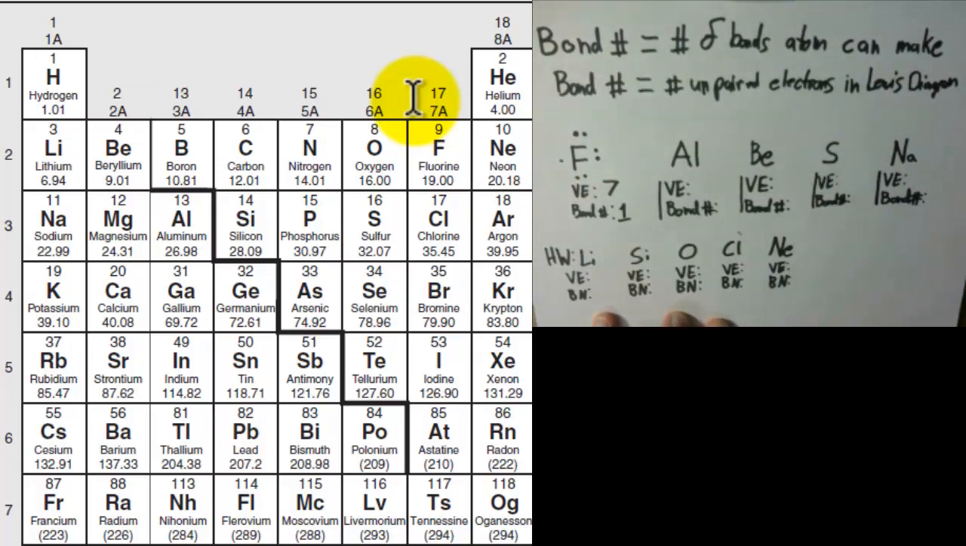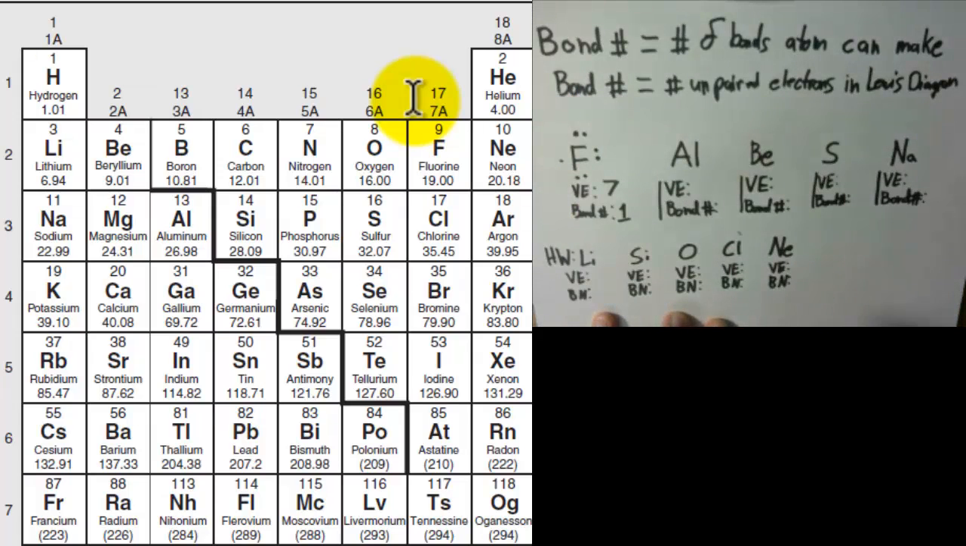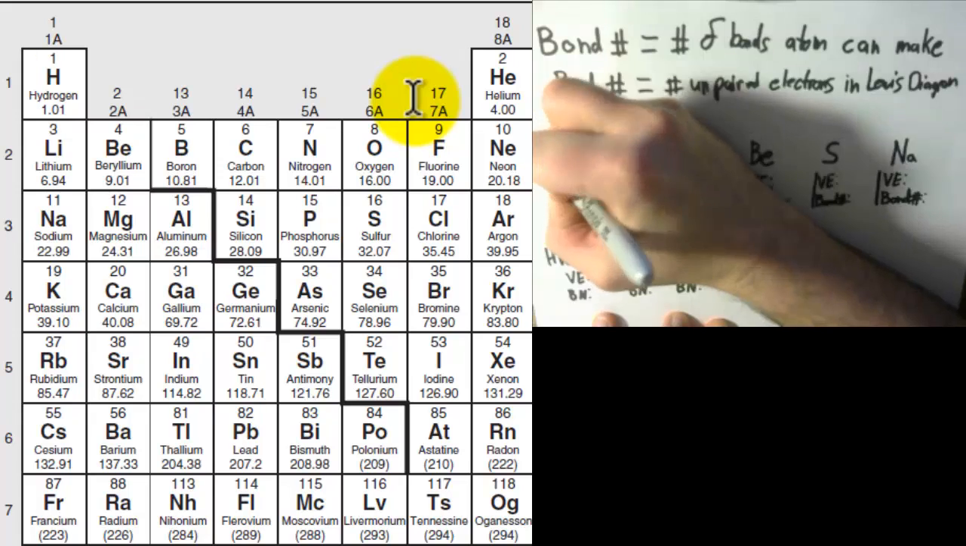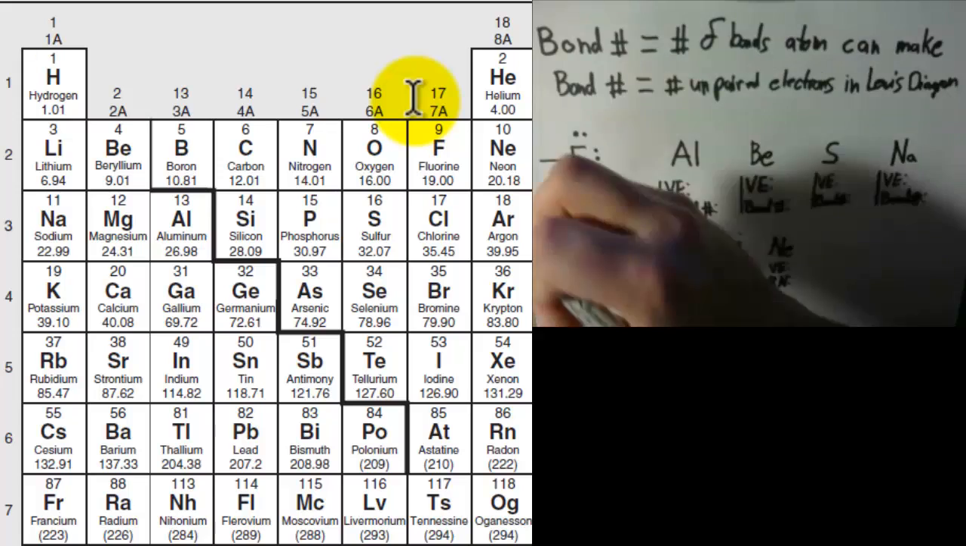Okay, so why does that matter? That means that this one electron right here can bond to something else. So I'm going to show that this electron can attach to a free electron on a different atom.